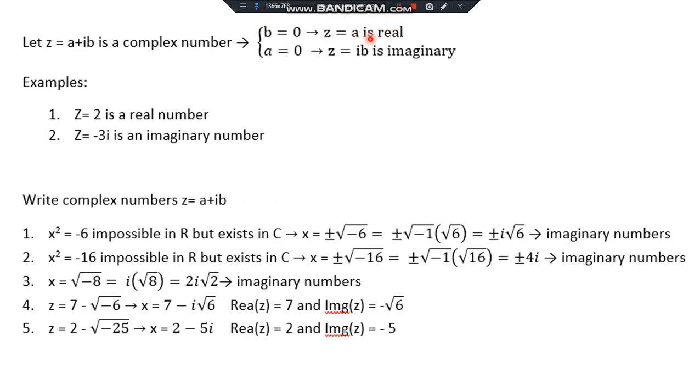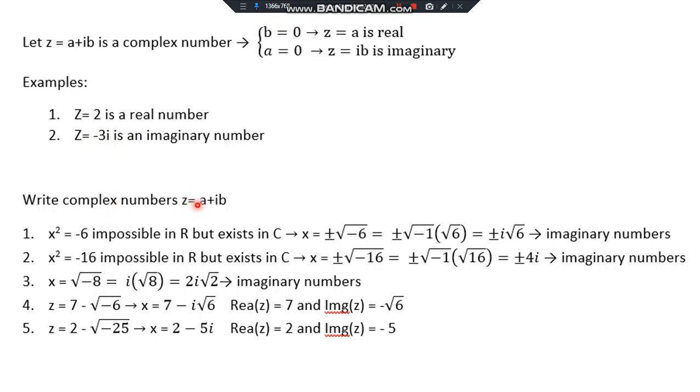A complex number is said to be real when we don't have i, and b is 0. If b is 0, you have a real number, z = a, where a is a real number. A complex number is said to be imaginary, or pure imaginary, when we don't have a. We have only ib, for example z = 3i. This is called pure imaginary. z = 2 is a real number. z = minus 3i is a complex number, but it's called pure imaginary. Why? We don't have a plus a number.